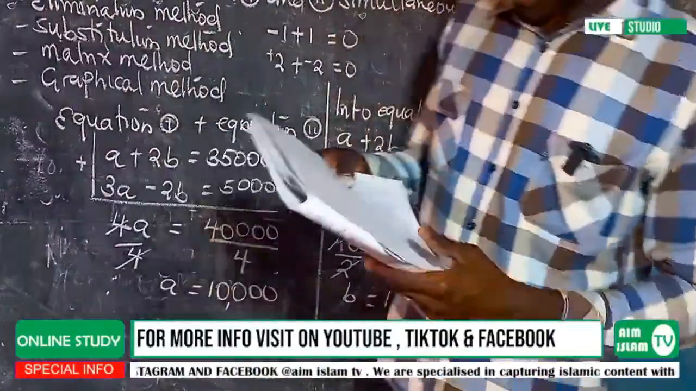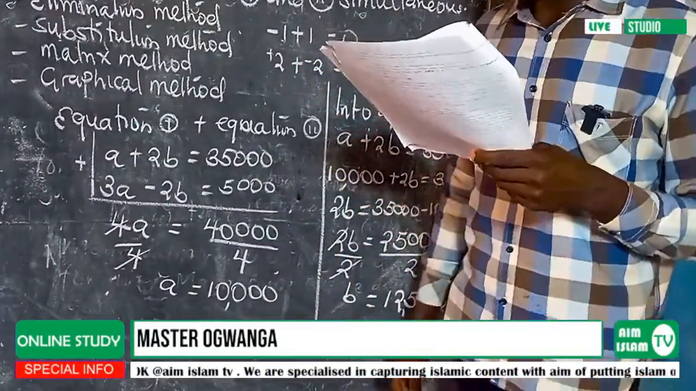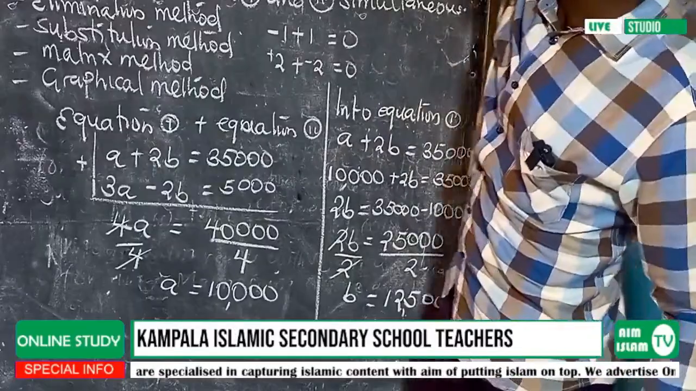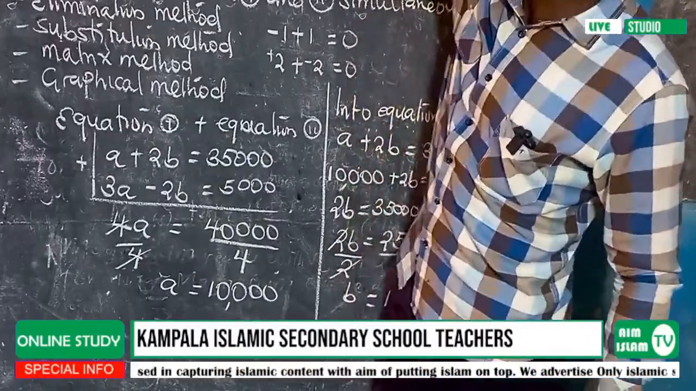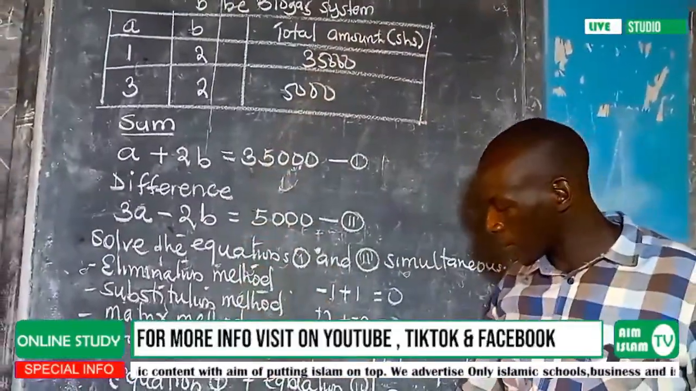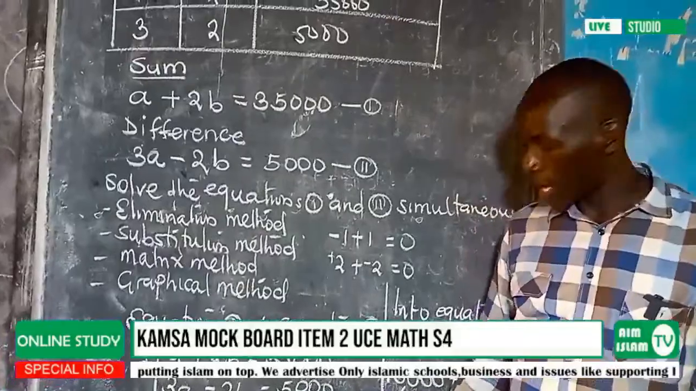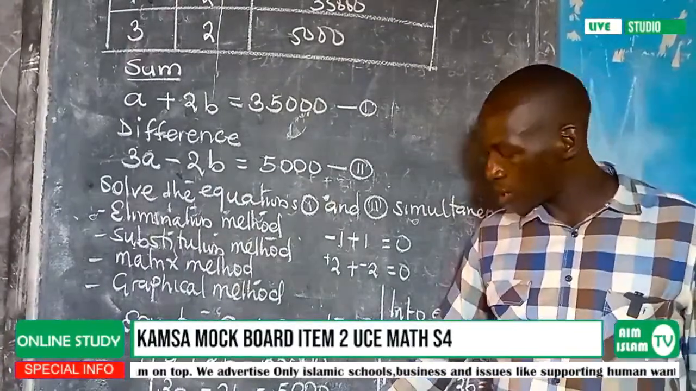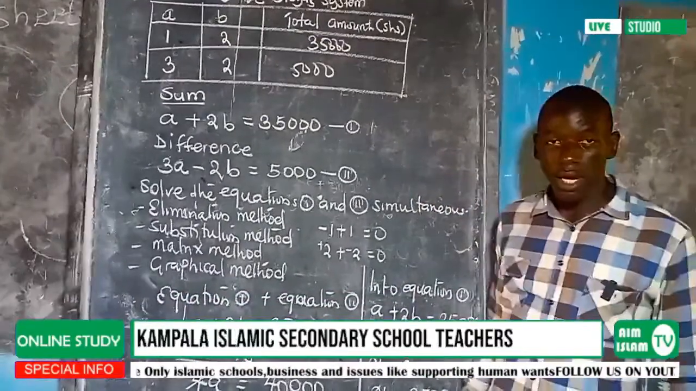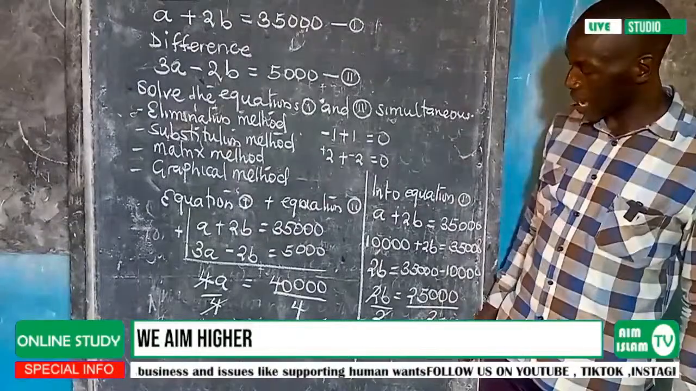Go back to our part. That was part 1. In part 1, they were saying that we should determine the daily cost of maintaining one solar system and one biogas system. Go back to our statement where we gave A to be the solar system and B to be the biogas system. When you look at what we have obtained here, A we have obtained as 10,000, which should be the cost of one solar system. And our B, we have obtained it as 12,500, which should be the cost of one biogas system.